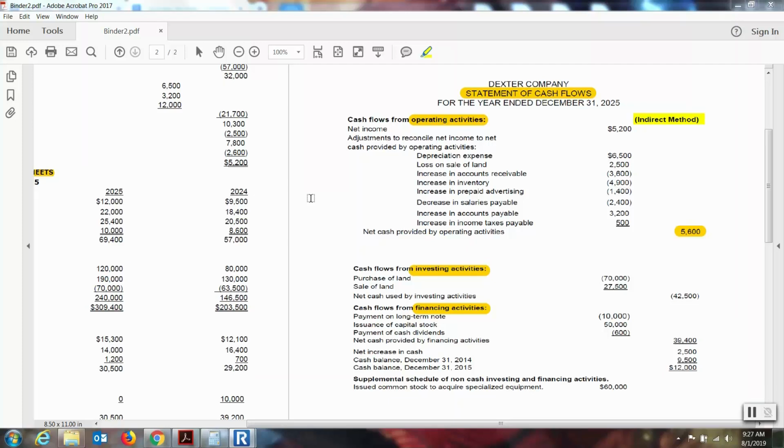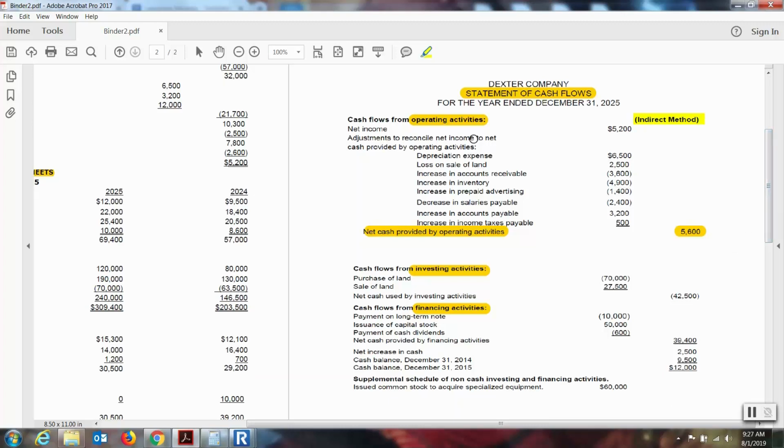This video is a continuation of preparation of the statement of cash flows using the indirect method. In a prior video, I worked through the operating activities for Dexter Company using the indirect method. In that video, net cash provided by operating activities was $5,600. We're going to need that to complete the statement today.